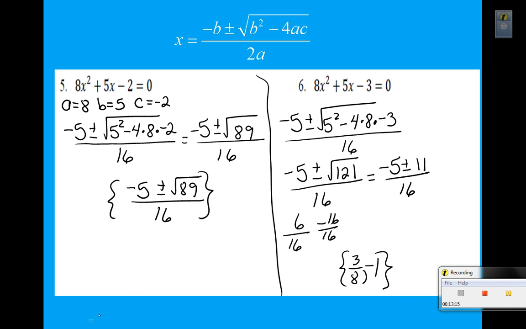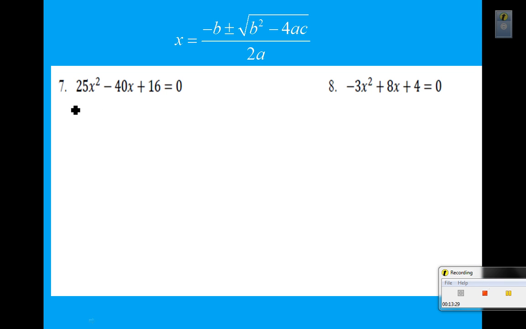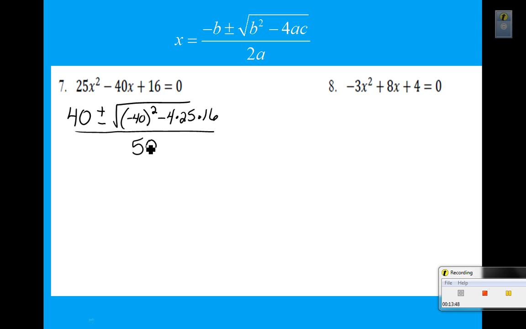I will show you just a piece of number 7. Then I'm going to start talking about the back. But I'll backtrack and show you something. When you do number 7, you're going to get this. You're going to have positive 40 plus or minus negative 40 squared. Notice I put that in parentheses. Minus 4 times A times C all over 50.